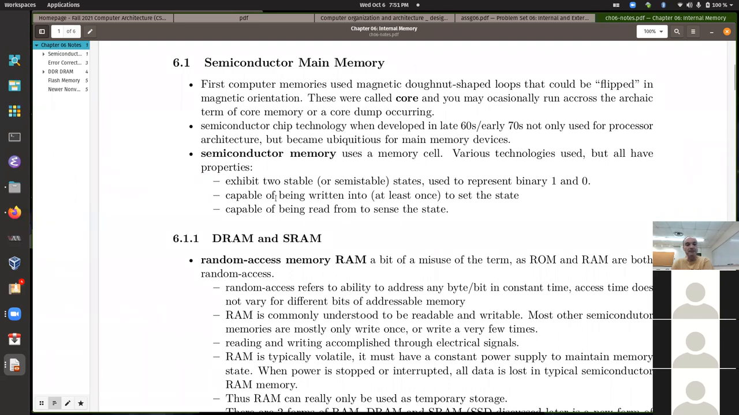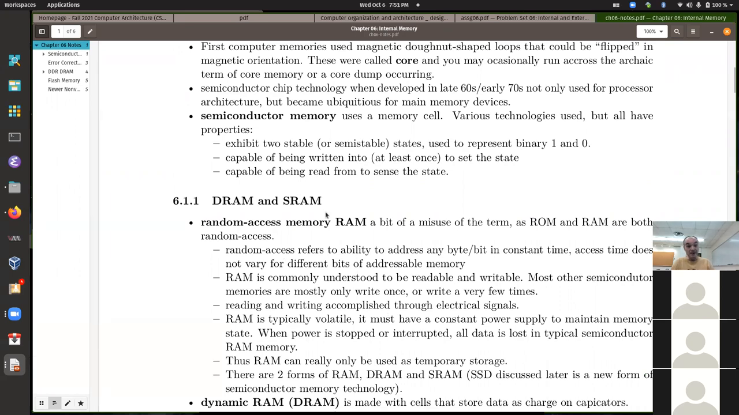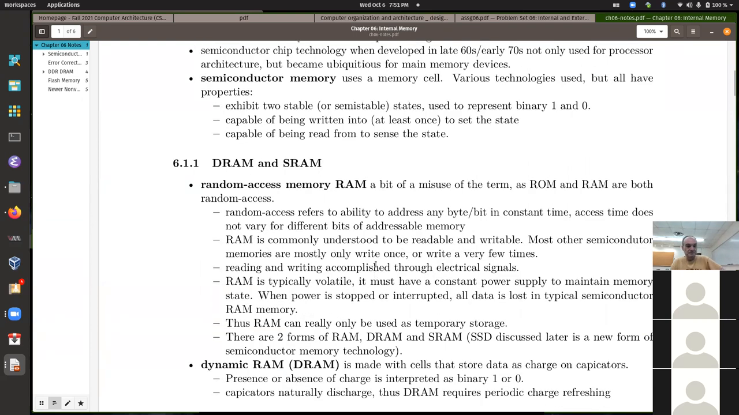And to be useful, they have to be capable of being written to and read from. Although we've got ROM, which you can pretty much only write to one time. You have to actually write it when you manufacture the memory, and thereafter it's read only, right? But we have varying degrees of other types of writability. The most general are DRAM and SRAM, which are the basic technologies used for what we think of as primary memory usually.